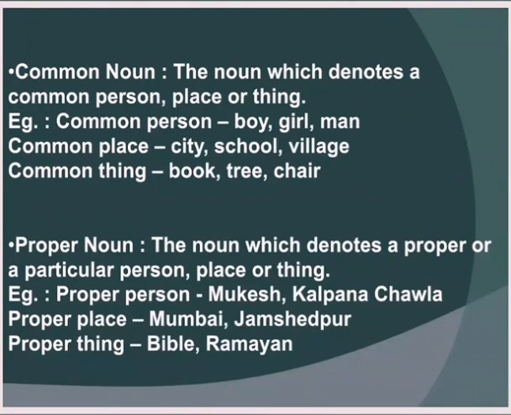Now let us learn deeply the 5 kinds of nouns. The first on the list is common noun. A common noun is the noun which denotes a common person, place or thing. That means no name is mentioned in specific. It is a name in general. For example, a city. It could be any city, not specifically a city called Mumbai, Kolkata or any other. It is just a city or any village, any school. Okay, this is a common noun. We don't specifically name the noun.